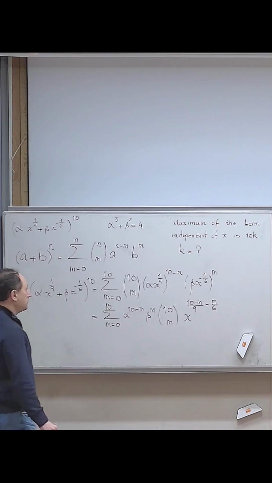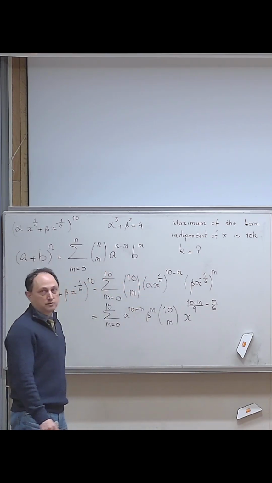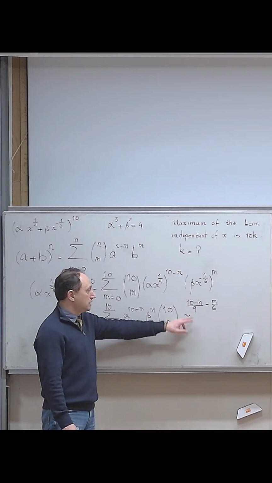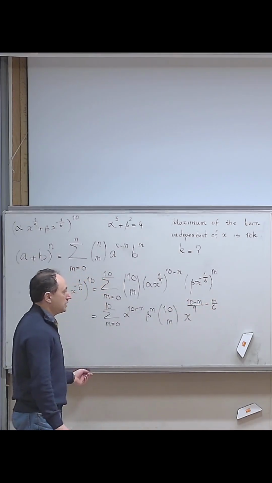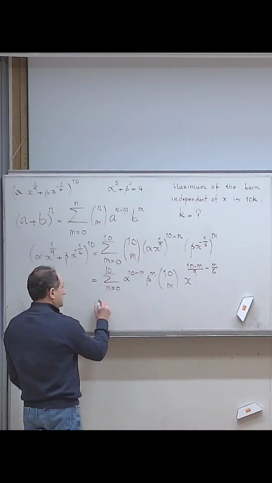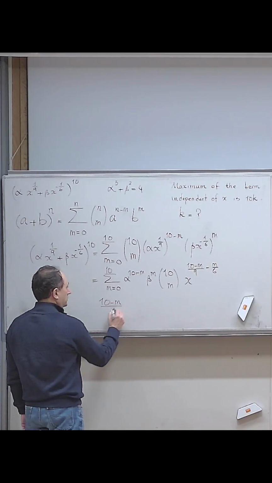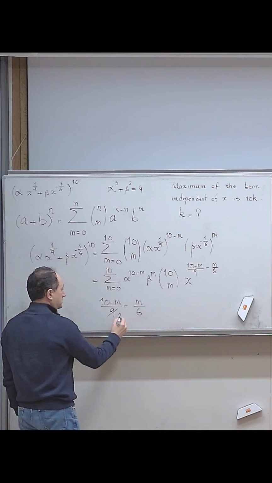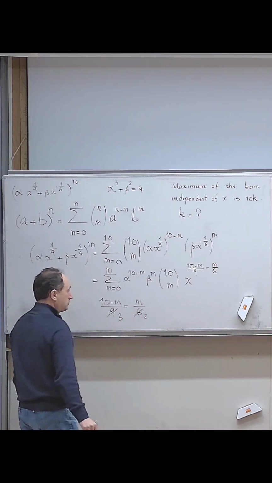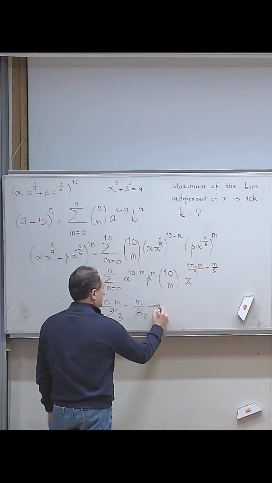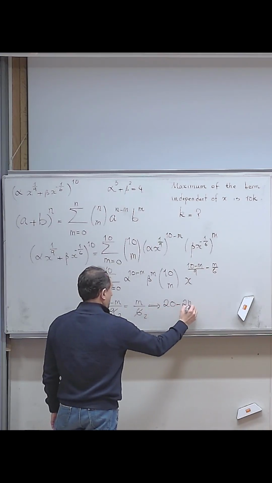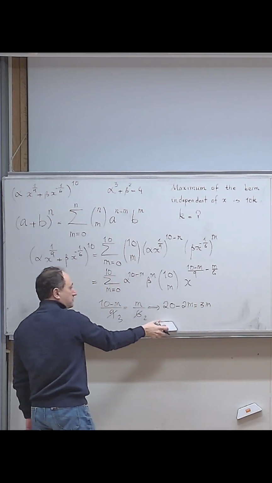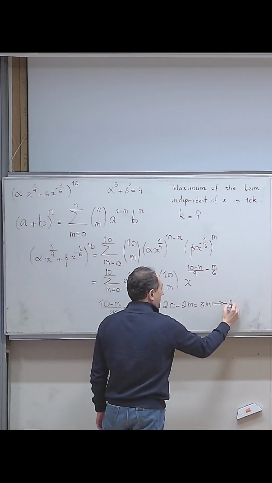But I am looking for a term which is independent of x. So I have somehow to get rid of x. The only way that I can get rid of x is to put the exponent of x equal to 0. So this means that (10 minus m) over 9 should be equal to m over 6. I simplify this by 3, I simplify this by 3, and then I multiply, so it becomes 20 minus 2m equals 3m. So I move 2m to the other side, so it becomes 5m equals 20, so m is equal to 4.